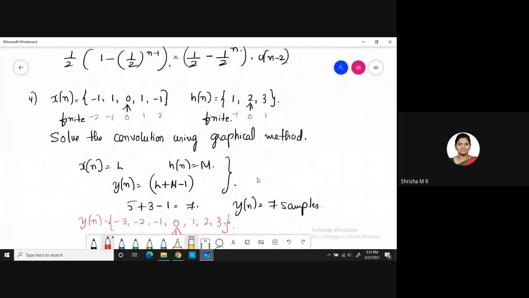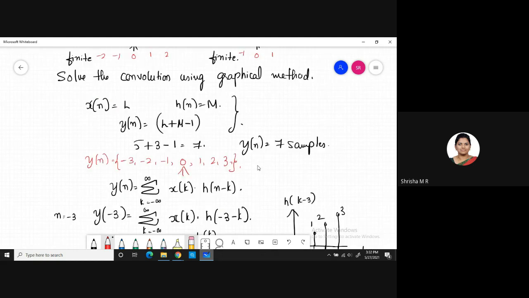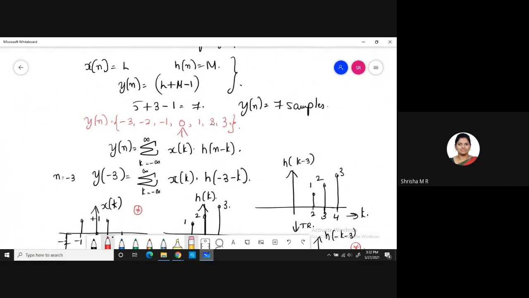So we had seen a problem on graphical convolution for finite sequences. The x of n is of length L and h of n is of length m. So y of n will be of length L plus m minus 1, so it will be of length 7. How to evaluate the first sequence? To the left of 0, how many values do you have? 1, 2, 3. So it's starting from minus 3, and to the right of 0 you have 3 values, so it will end at 3.